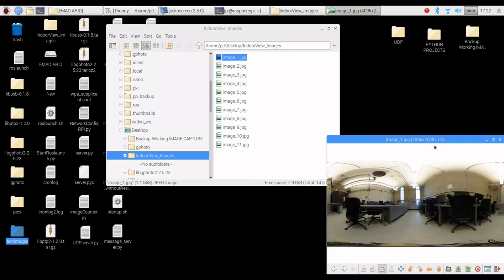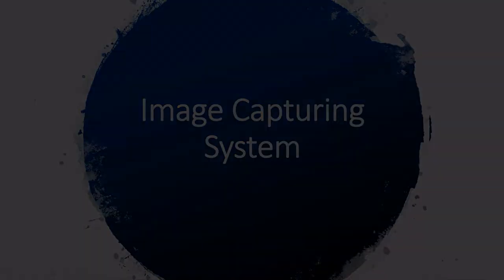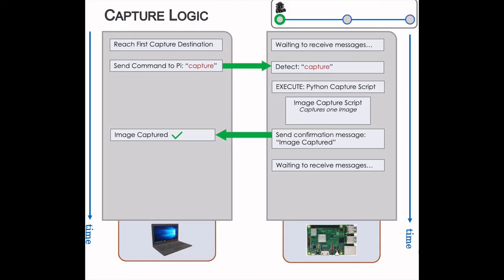This completes the brief overview of the image capturing system, and now these images are ready to be transferred to the remote PC. So the next part of the project that I will demo is the image capture control and image transfer system. This system was designed to autonomously and remotely control the onboard panoramic camera. This system also transfers the images from the Raspberry Pi to the remote computer.